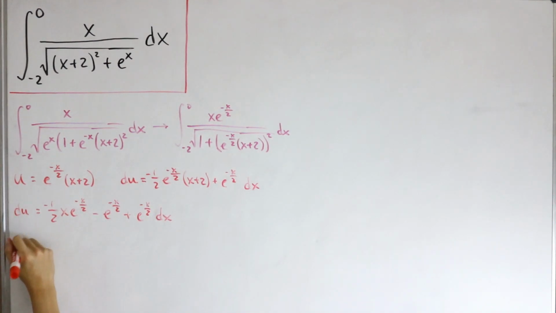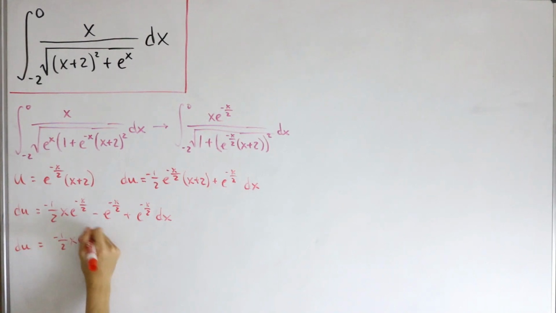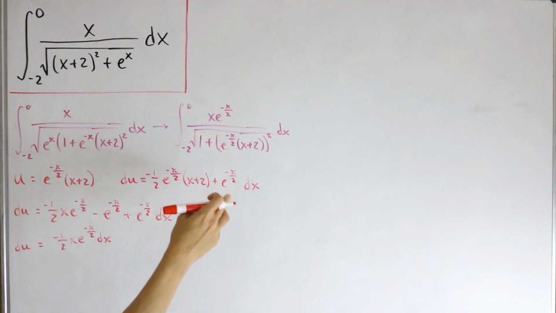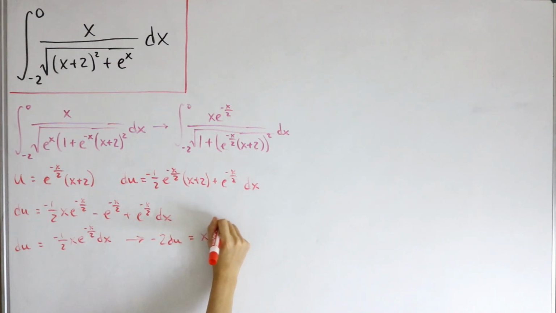And then what we're left with is just du equals -1/2 times x, then times e to the -x divided by 2, then dx. Okay, we're not done yet exactly, since we actually wanted to get this by itself, but that's okay. We'll just multiply the -2 to both sides. So now we have a final substitution of -2 du equals x times e to the -x divided by 2, then dx.